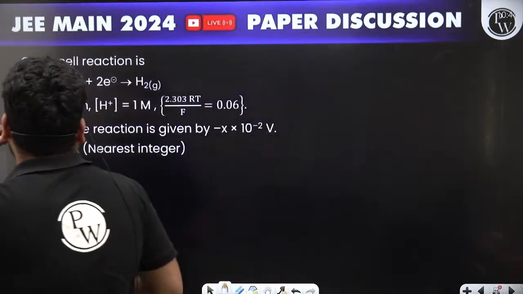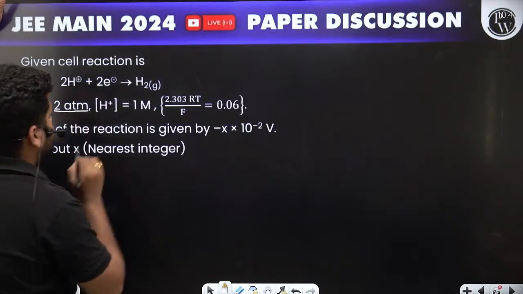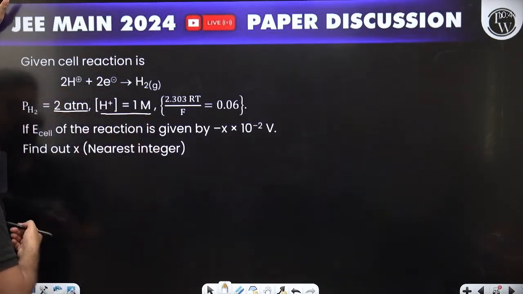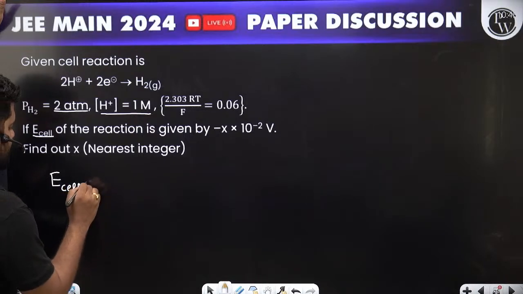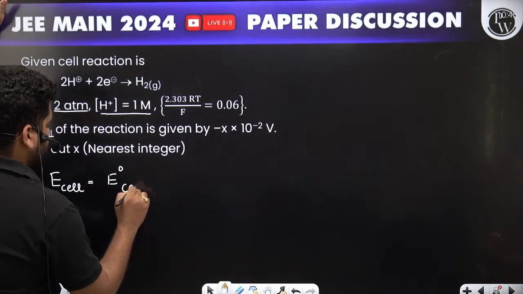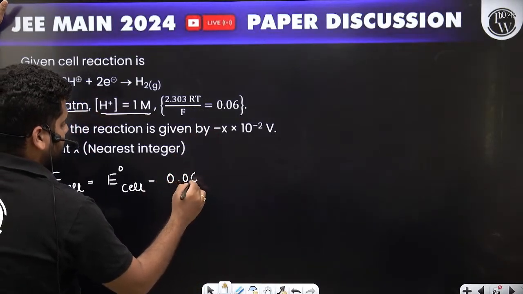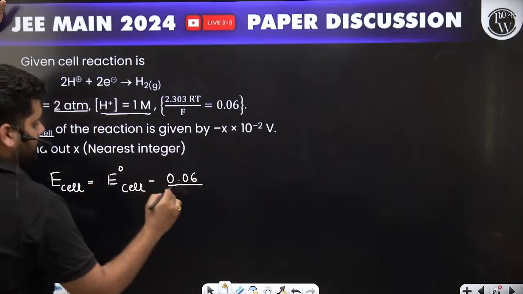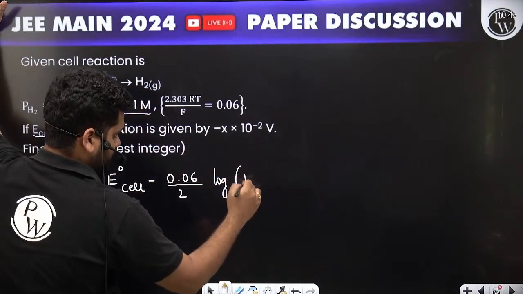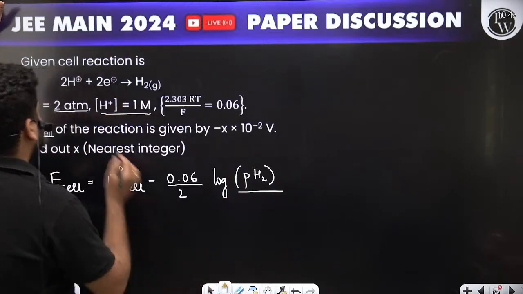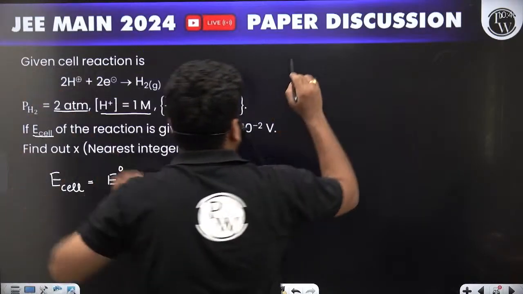In this question, from the physical chemistry part, the value of pressure of H2 has been given, and the value of concentration of H plus has been given. You have been asked to calculate the value of E cell. The formula for E cell is E naught cell minus 0.059, considered as 0.06, divided by N, where N is 2, times log of concentration of products by reactants. It is going to be pressure of H2 divided by concentration of H plus to the power 2. This is what we need to write.